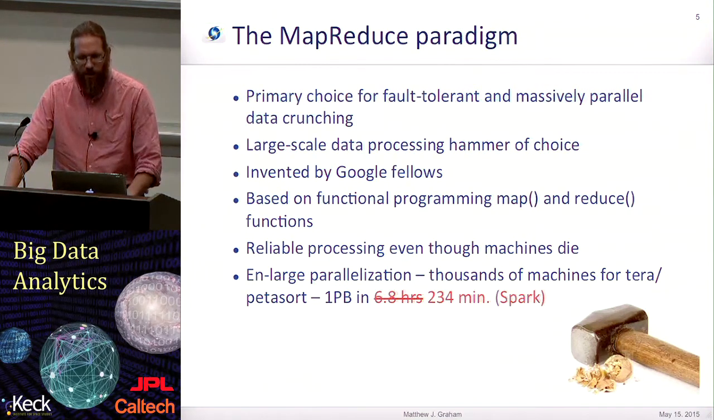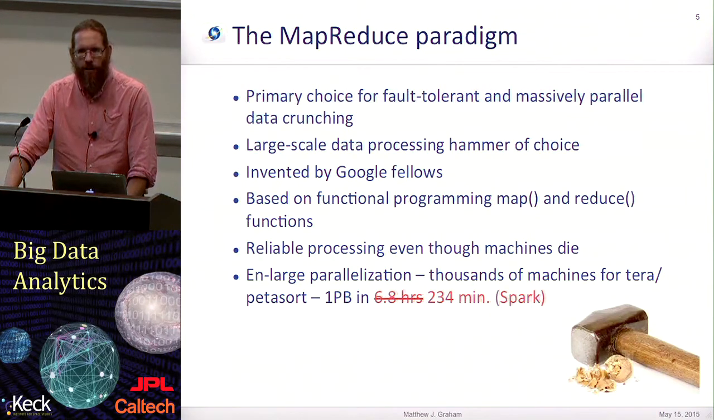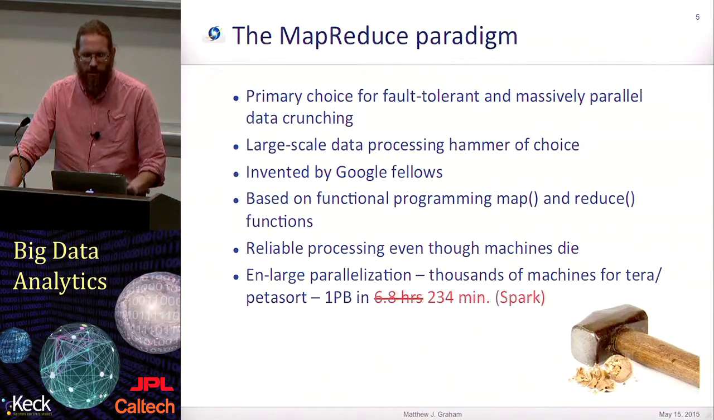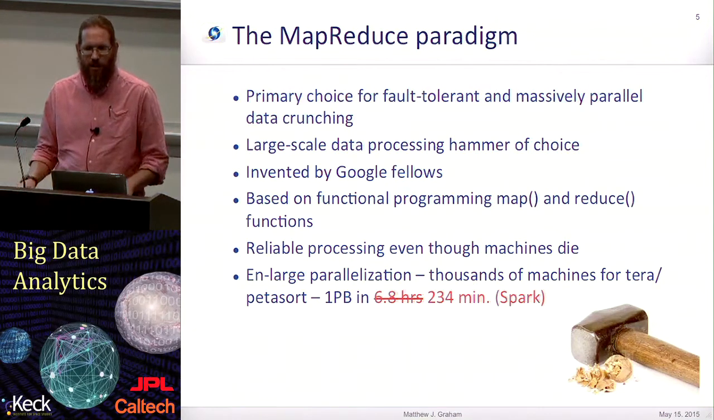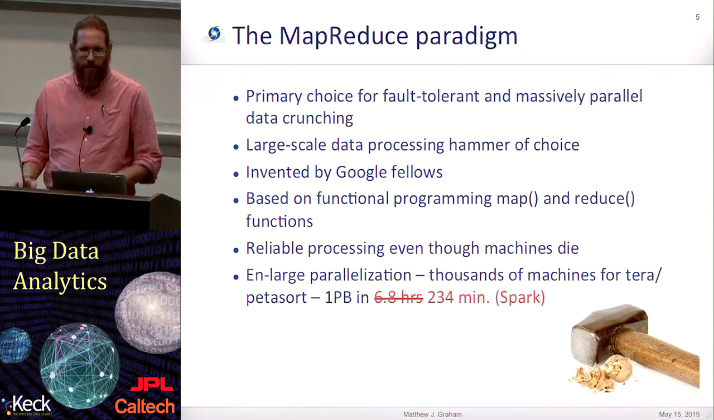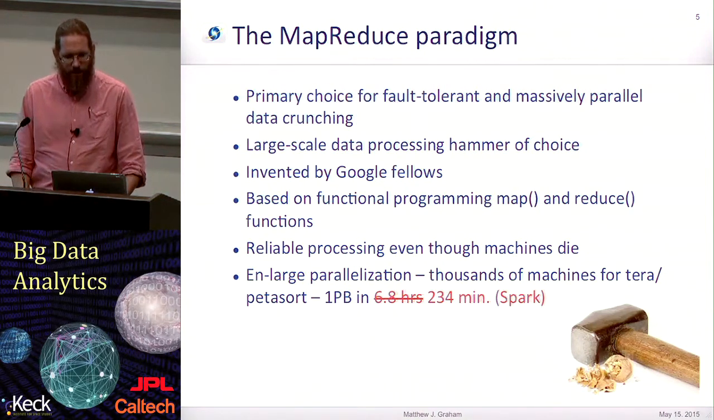The old record was 1 petabyte of data sorted in 6.8 hours using about 1,000 cores, I think it was, and that record has now been reduced to just under 4 hours using the Spark infrastructure, which I'll mention in a few slides, and again, several thousand cores. It's using a sorting algorithm which has been very highly parallelized, but it's making use of this MapReduce paradigm.